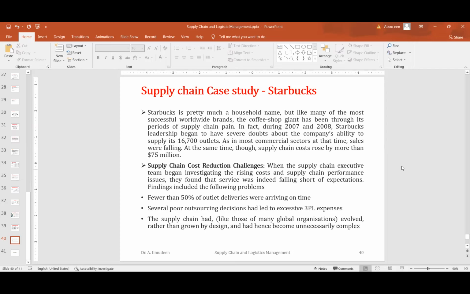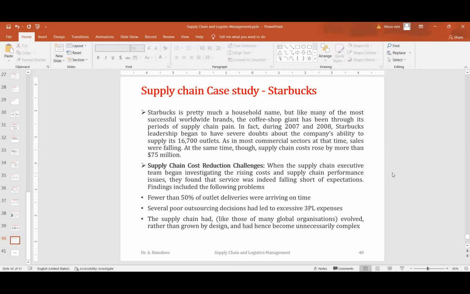The supply chain cost reduction challenges. When the supply chain executive team began investigating the pricing cost and the supply chain performance issues, they found that service was indeed falling short of expectations. So they found that their service was not good, and the reason for this sales drop is that the service was not as good as the customers expected.